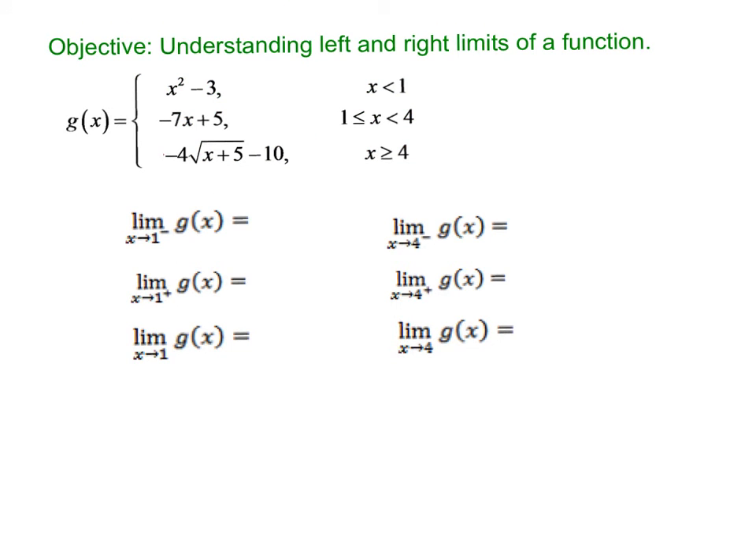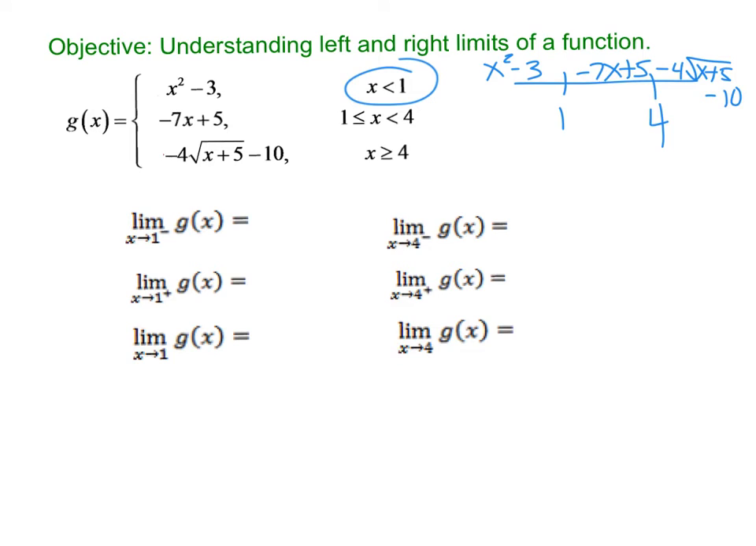All right, so now this one is a little tricky because we're not looking at the graph, we're looking at just a piecewise function. So left of 1, where are we if we're left of 1? That's our top, right? Think about, we have 1, 4. So this is our x squared minus 3. This is our -7x plus 5. And this is our -4 square root of x plus 5 minus 10. So if it helps, you can write it out like that, like as the number line.